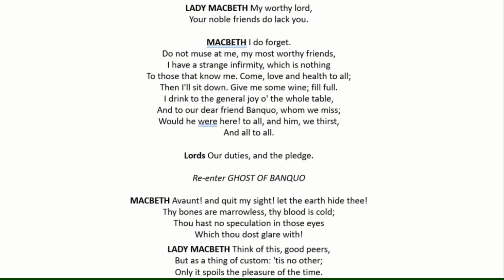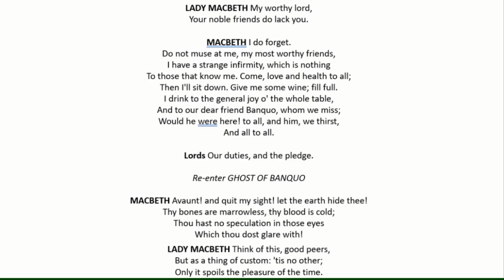The ghost of Banquo re-enters. Macbeth yelps, "Avaunt and quit my sight! Let the earth hide thee, thy bones are marrowless, thy blood is cold. Thou hast no speculation in those eyes which thou dost glare with."